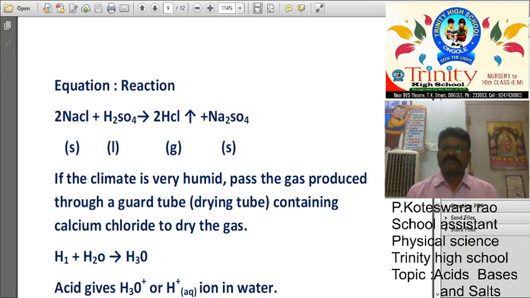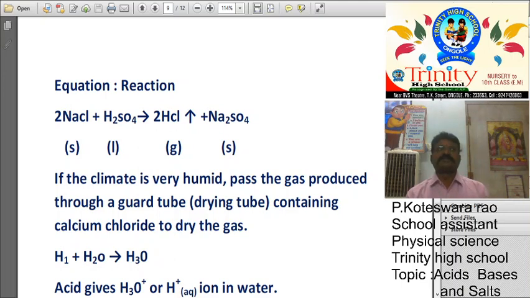Sometimes you can observe that the climate is very humid. What about humidity? We already discussed it in the first lesson. The amount of water vapor present in air or atmosphere is called humidity. So in the rainy season, humidity is more. Because of that, if the climate is very humid, how is it possible to conduct this experiment? In normal condition it is not possible. That's why we pass the gas produced through a guard tube. What is another name for a guard tube? Drying tube.